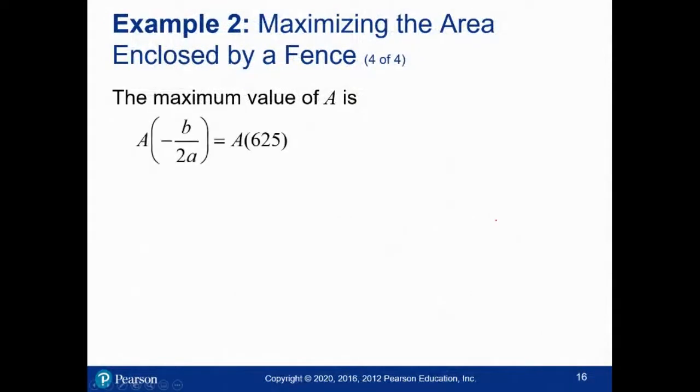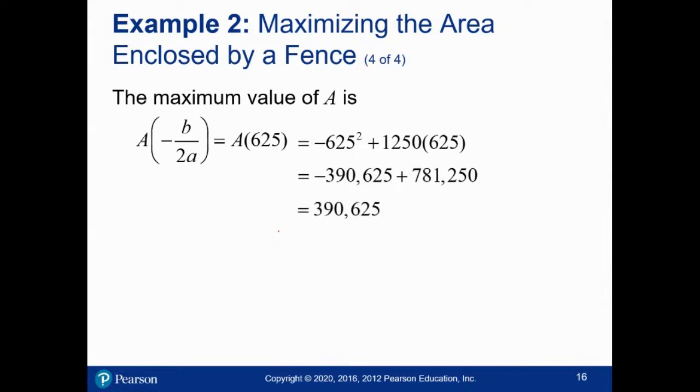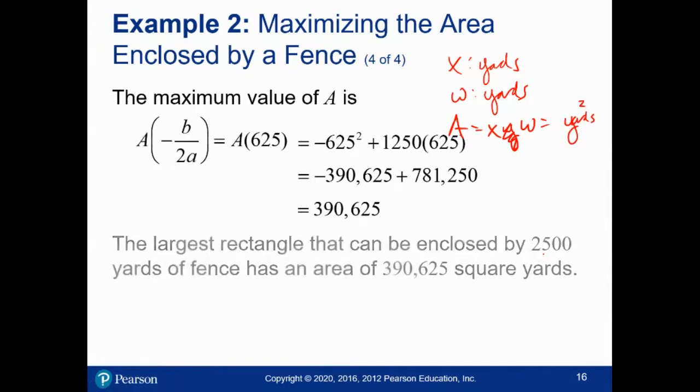So what is the maximum value? I just take that value of 625 and I plug it into the corresponding parabola. And again, we'd ask a calculator to do this because it's a little large to do by hand, but we end up with 390,625. And what units are going on here? So remember, when we measured our perimeter, we were measuring in yards. So x is measured in yards. What about w? Also yards. So what's our area? It's the product of x and w. It's going to be square yards. Okay. So the largest rectangle is 390,625 square yards.